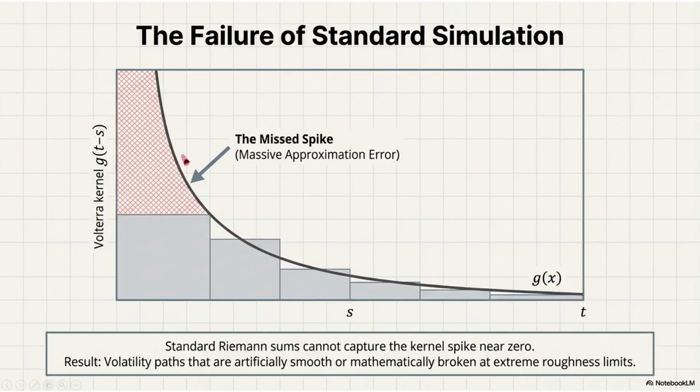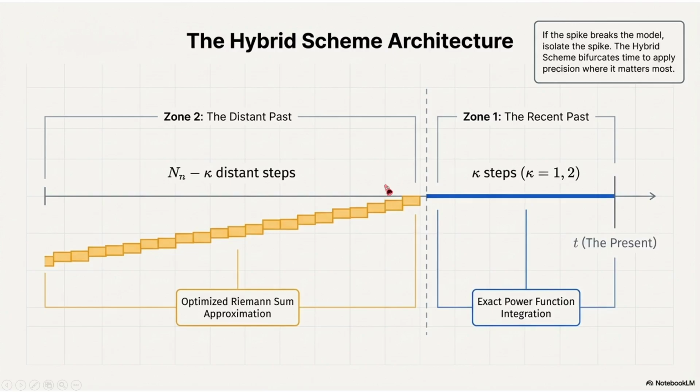So, to fix this missed spike, we introduce the hybrid scheme architecture. The core idea is simple. If the spike breaks the model, we isolate the spike. We divide it into two distinct zones. Zone 1 is the recent past, the immediate one or two time steps closest to the present where the memory spike actually happens. And zone 2 is the distant path. We will use a different math approach for each zone.